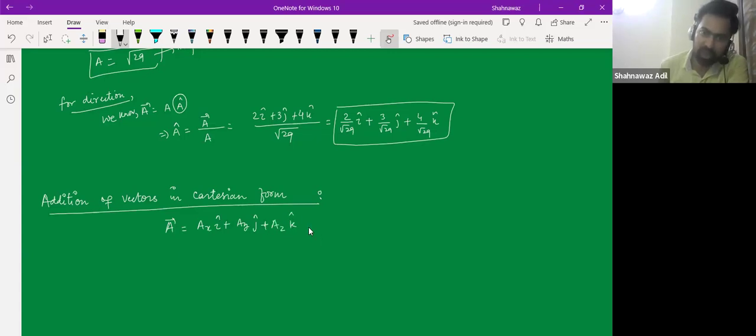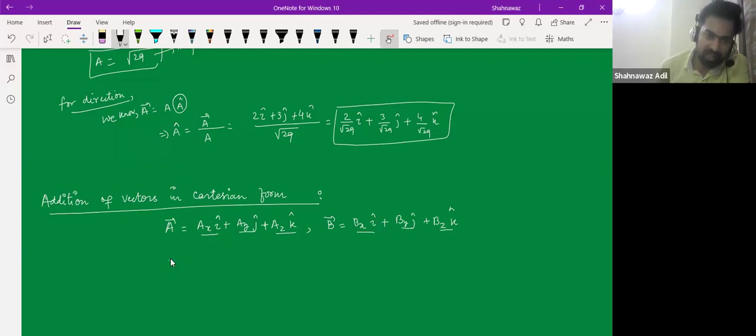And then you have another vector B, and this would be represented by BX i hat plus BY j hat plus BZ k hat. So if we want to add these two vectors, we know from fifth or fourth standard that only like terms are added, right? So what are the like terms? This one and this one are like terms, and these two separately are like terms. So only these like terms would be added with each other.